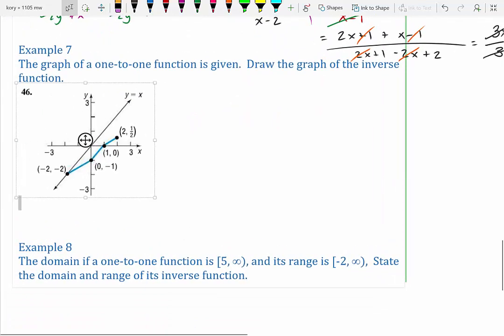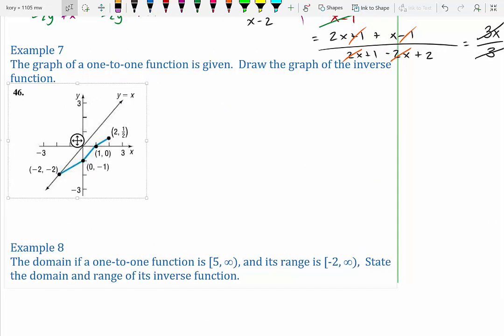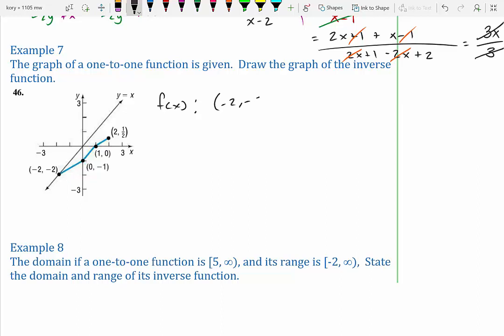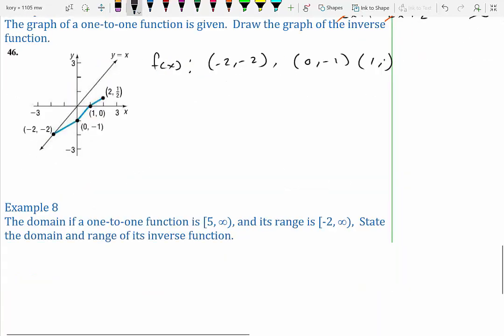I didn't know it. All right, so example 7. The graph of a one-to-one function is given. Draw the inverse function. All right, the best way to do this is let's list the points of f of x. You don't need to. You can do this in your head, but I'm just showing you. So the points of f of x are (-2, -2), (0, -1), (1, 0), and (2, 1/2).